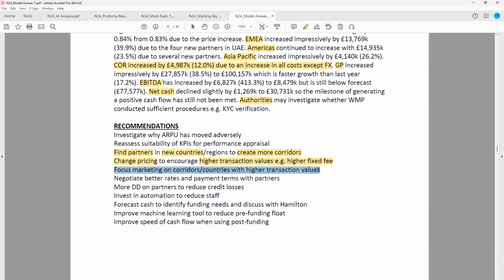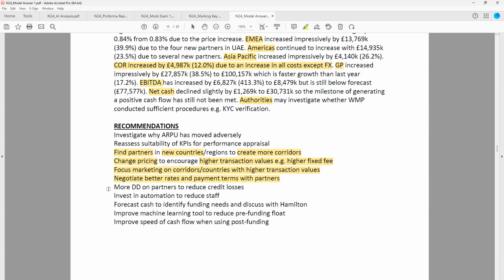Focus marketing on corridors which have higher transaction values. As we've seen, that's had a benefit this year. We've seen gross profit margin and EBITDA improving because revenue per transaction is going up, partly because of the higher average values we've just explained, but also, the costs have gone down as well. So costs have decreased. We've seen cost per transaction decrease because of the better rates with partners, so negotiate even better rates.